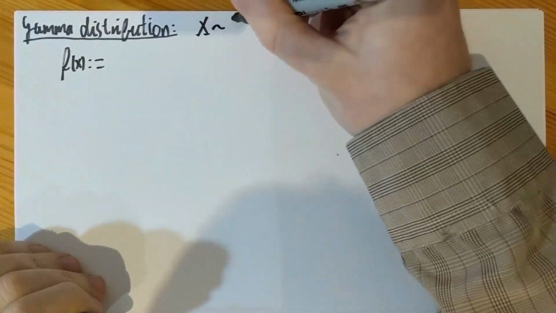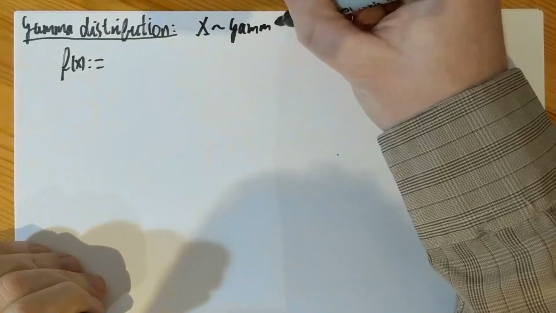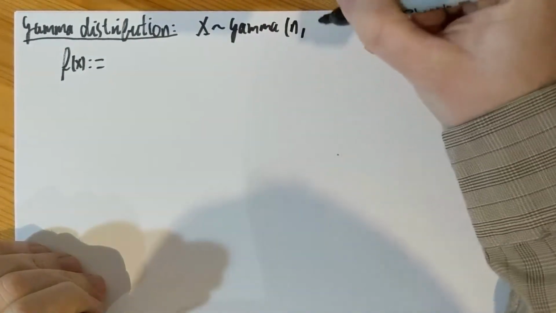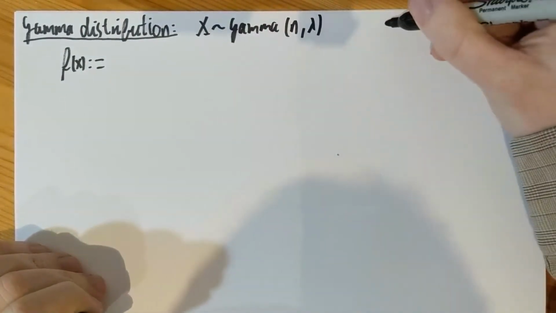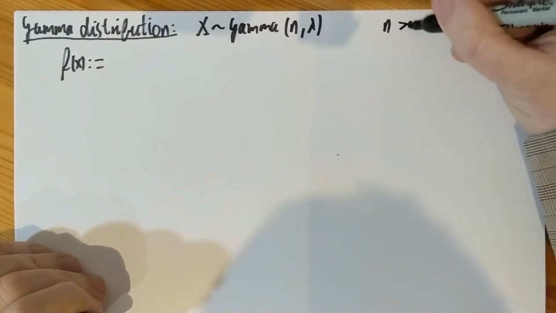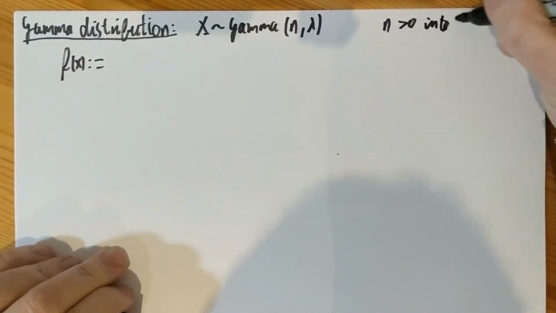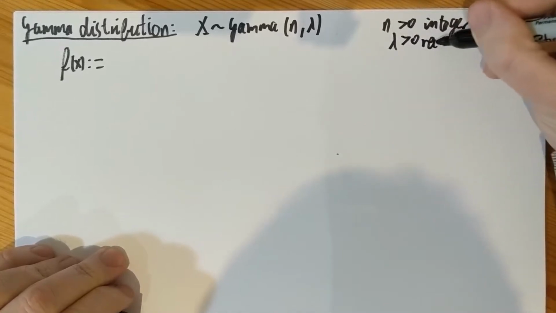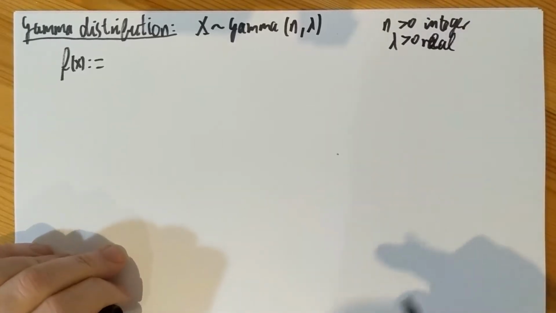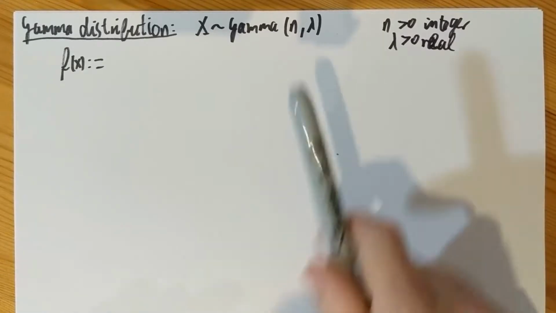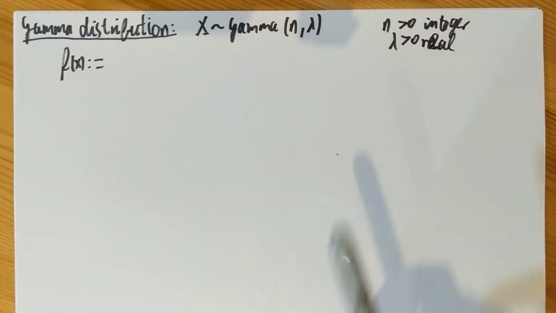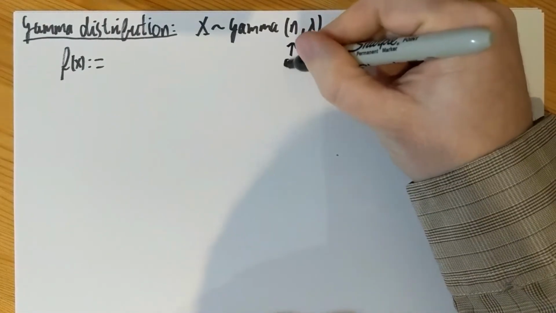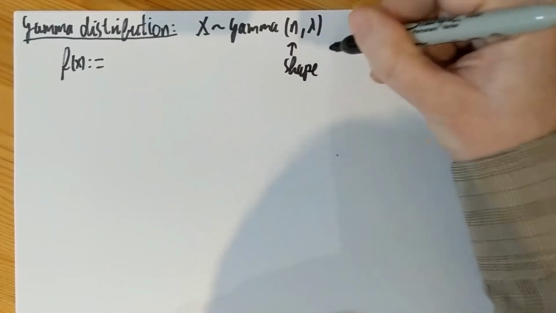So the definition is that X has the gamma distribution of parameters n and lambda, where n is, for the moment, a positive integer and lambda is a positive real. Okay, so X will have the gamma distribution of shape parameter n and rate lambda. Let me add this here. So this is the shape, this is the rate.